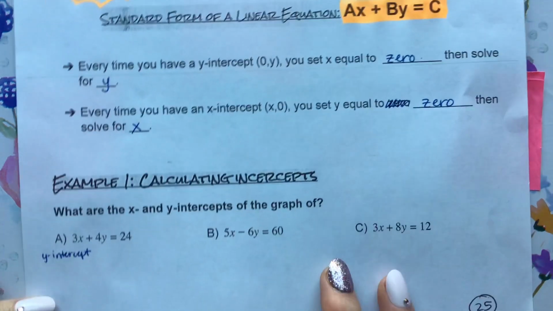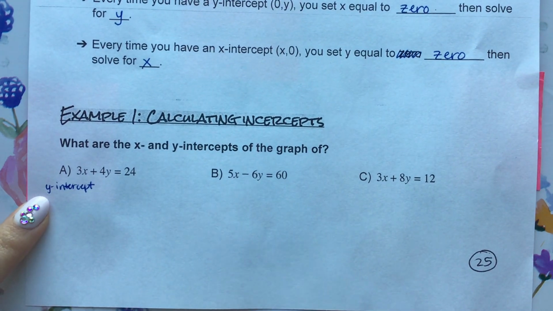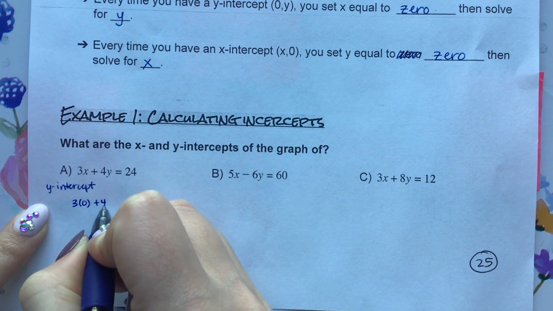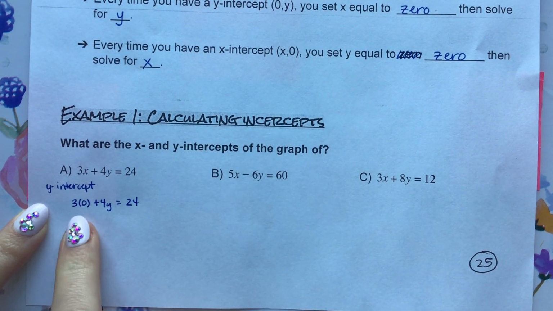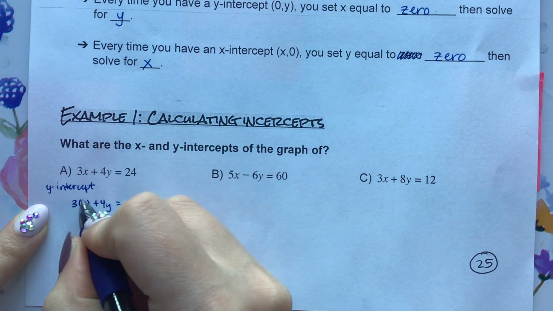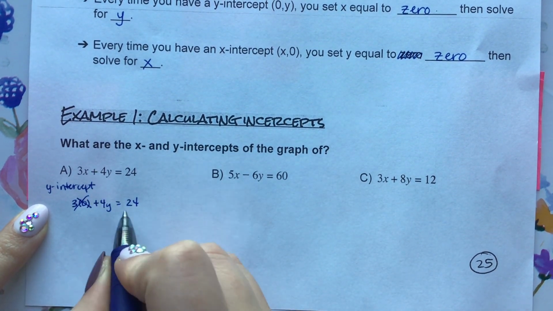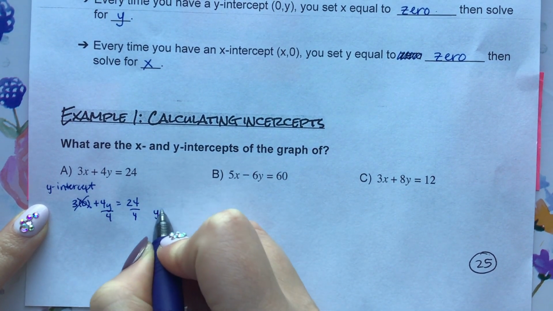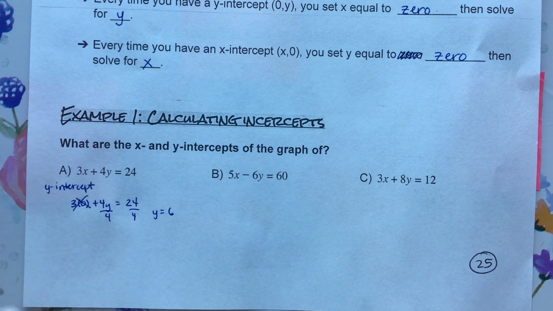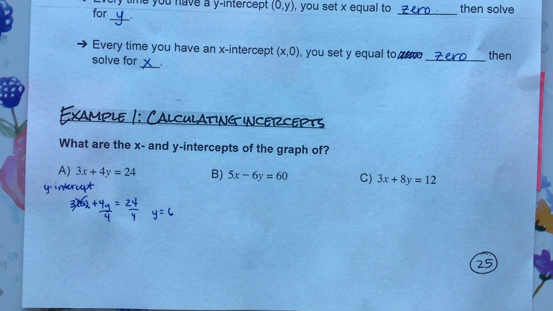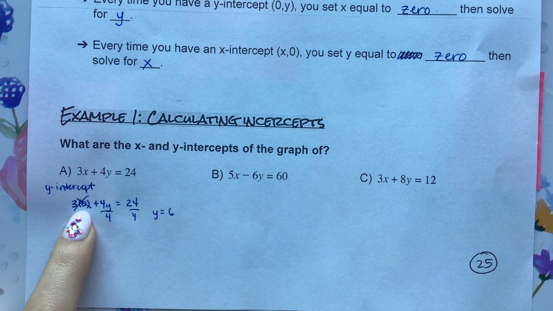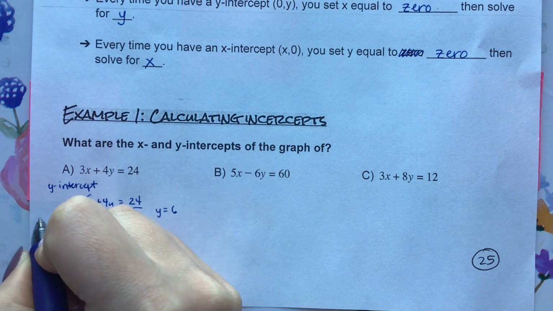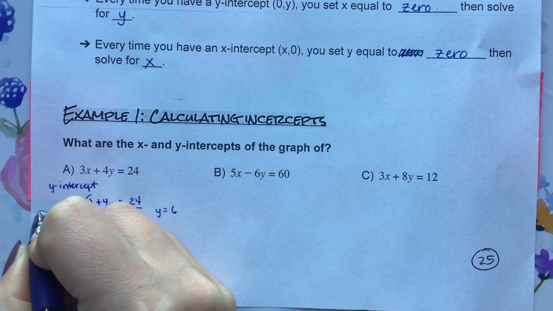So if we want to do the y-intercept right here, I'm going to put a 0 in for x. So now I'm going to have 3 times 0 plus 4y is equal to 24. Well, 3 times 0 just goes away. It's not there anymore, so I'm just going to cross it out. And now I have 4y is equal to 24, and I want to solve for y. So I'm going to divide by 4 on both sides, and I get y is equal to 6. My coordinates, therefore, are (0, 6), because remember, I'm finding an x and a y value. So my y-intercept is (0, 6).